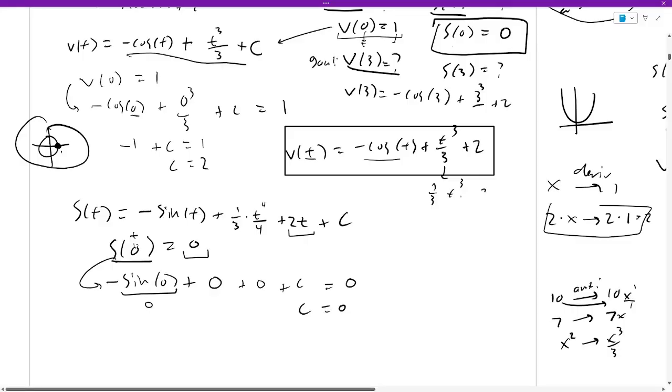It's kind of underwhelming because we did a lot of work and then c just was 0, but that happens sometimes. It's pretty common when the initial position is 0 for c to end up being 0. Okay, so we have our final position function.